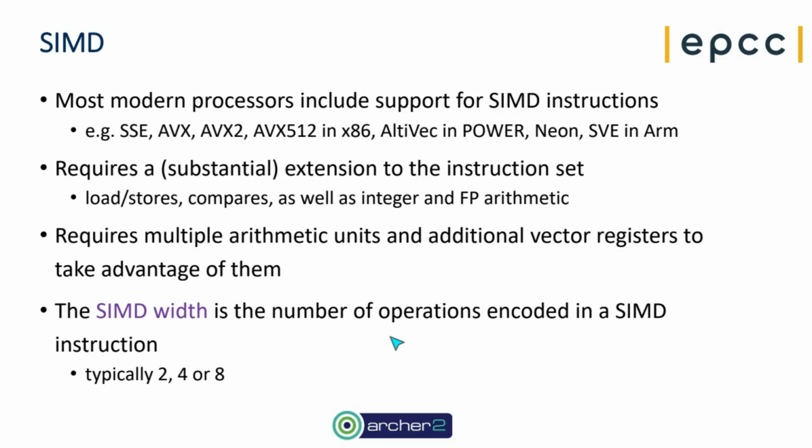Most modern processors have support for these. It requires a substantial extension to the instruction set, so you have basically SIMD versions of all your normal instructions. And obviously for this to make sense, you have to have multiple arithmetic units and usually some additional registers to take advantage of them. A bit of terminology here: the SIMD width is the number of operations encoded in a SIMD instruction. Typically 2, 4, 8, maybe 16 for small words.